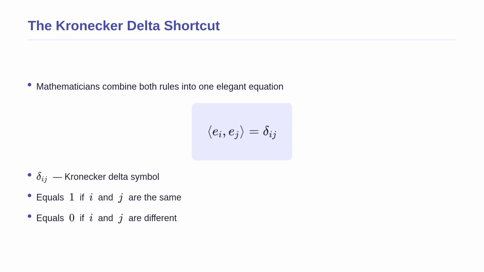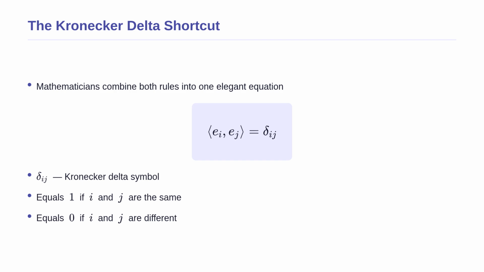This formula we just saw leads us to an elegant shortcut. Mathematicians love efficiency, so they combine both the orthogonality and normalization rules into a single equation using the Kronecker delta, represented by the symbol delta ij. The rule is incredibly simple.